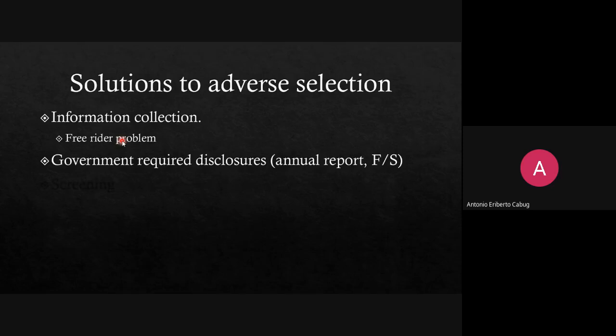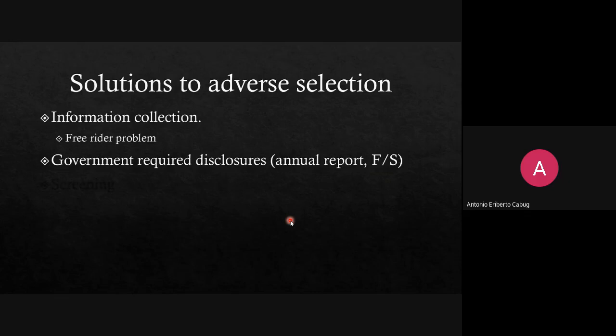Number 2, there can be government-required disclosures, like the annual report and financial statements. If financial statements are made available, at least the cost of preparing the financial statements would be borne by the borrower. We call this government-required disclosures. So, annual report, financial statements. These are examples of government-required disclosures.